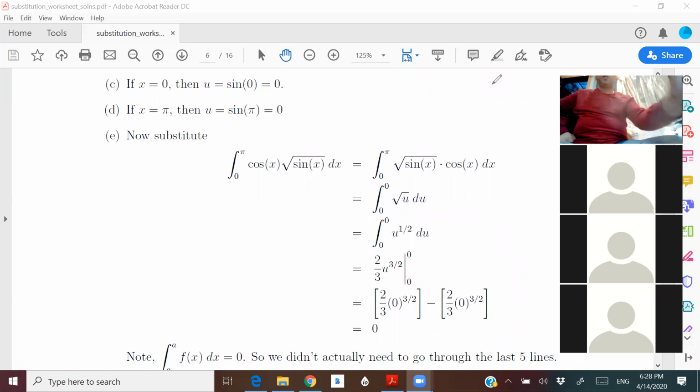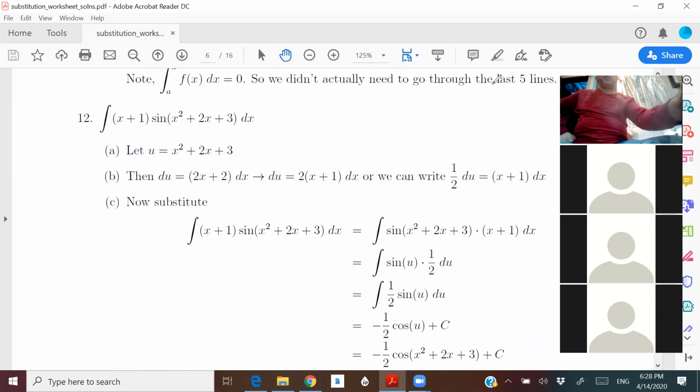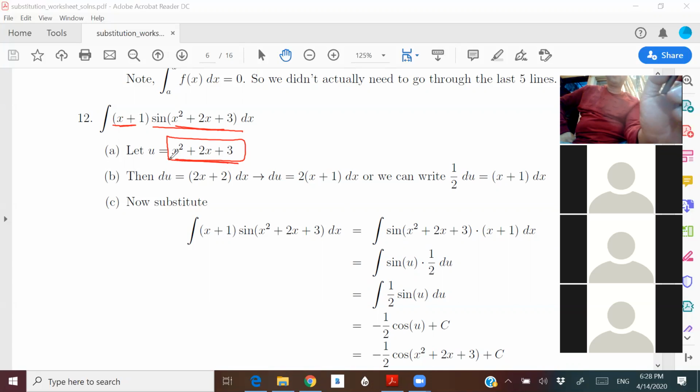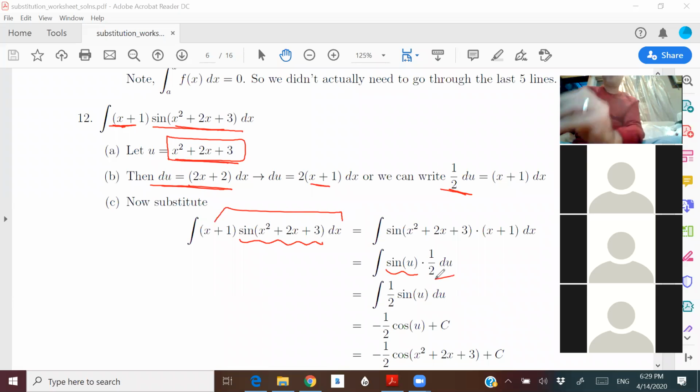Okay, now I have to say bye-bye, but the last one: x plus 1 into sine. Just replace the function inside the sine by u. So du is 2x plus 2, which means x plus 1 is half du. Again, sine of this function becomes sine u. This function dx becomes half du. Is it hard for us?